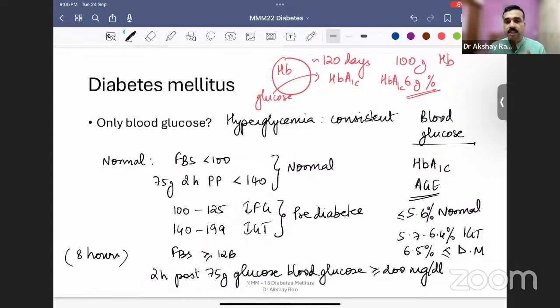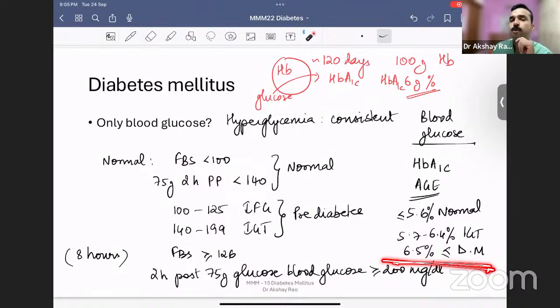If that is 126 or beyond, repeat, because one single value, however good a lab is, can be erroneous. So please repeat. If you are able to demonstrate consistent hyperglycemia, then you can label the person to have diabetes mellitus. Likewise, a 75 gram glucose test, we generally don't do this. Actually, HbA1c is now the preferred, including by the American Diabetes Association.